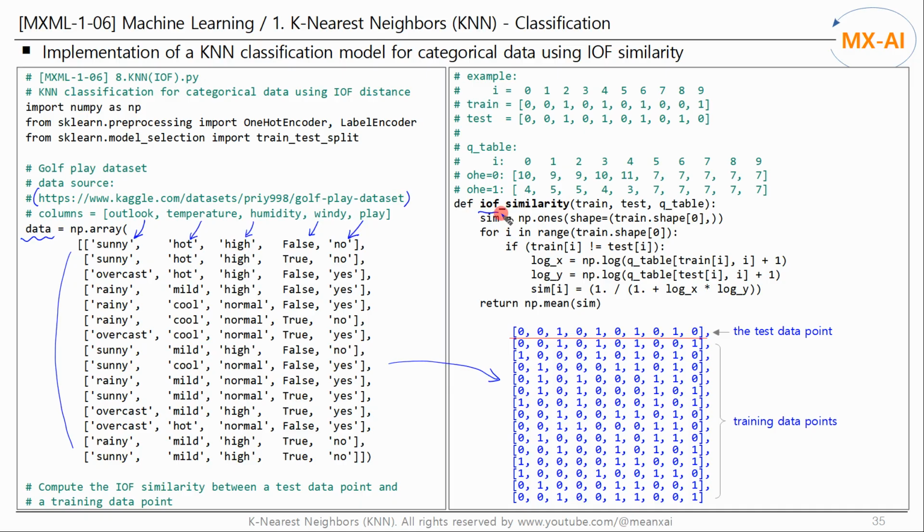Now, we write a function that computes the IOF similarity between a test data point and a training data point. For example, if the first row of this data is the test data point and the remaining rows are training data points, we compute the IOF distances between this test data point and all training data points.